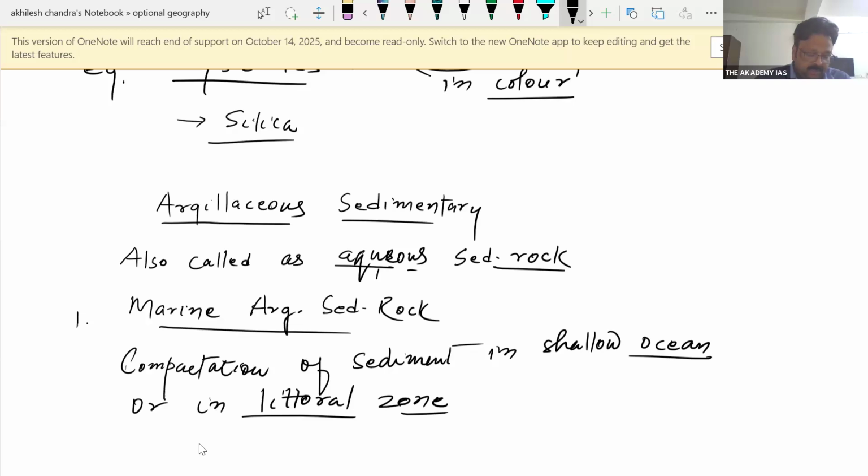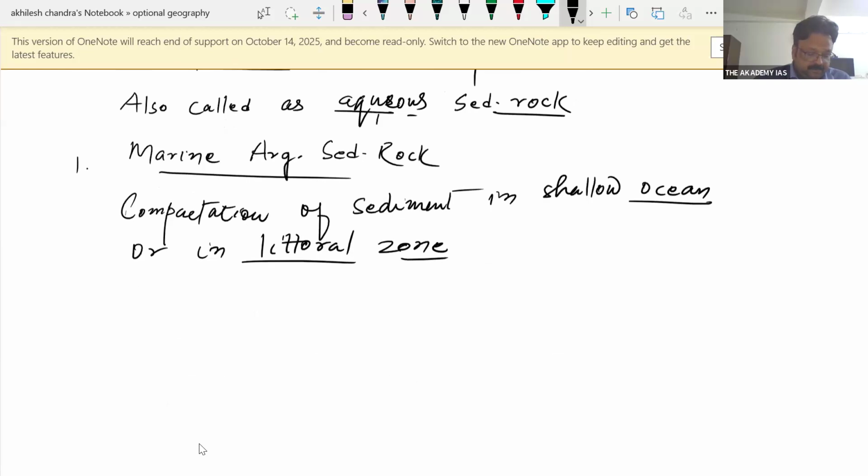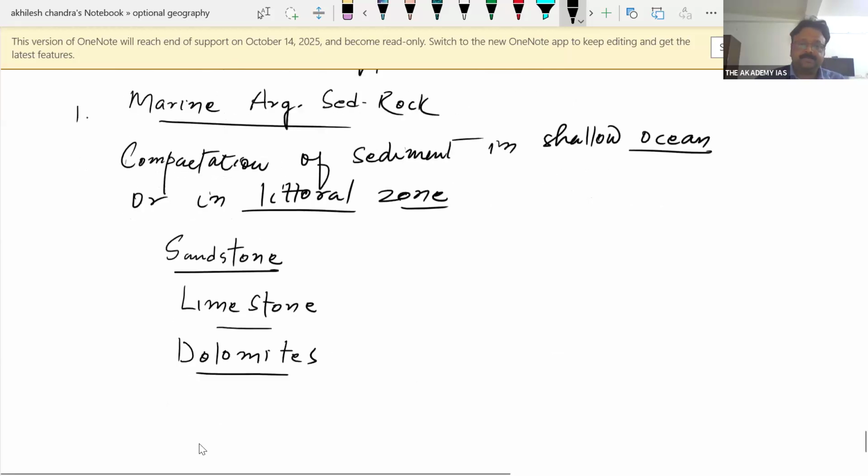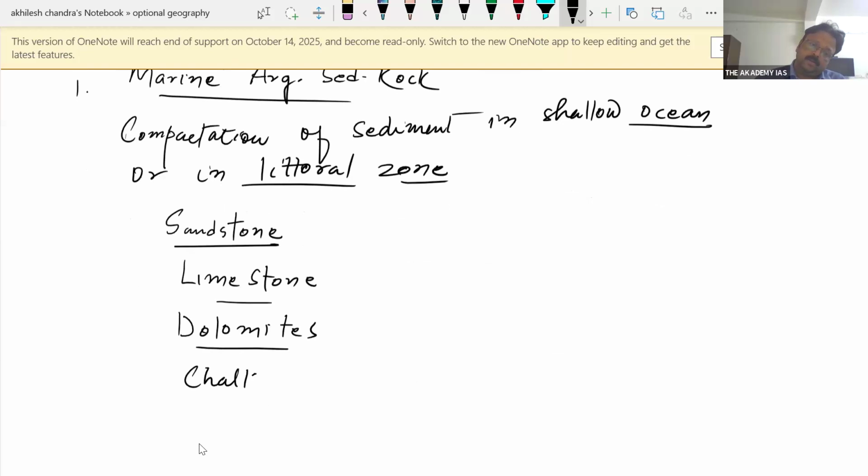Marine argillaceous sedimentary rock, and there are many examples. It may be sandstone, which can also be mechanically formed. It can be limestone, biochemically formed. Limestone, dolomites. There may be chalk, geyserite; the siliceous sedimentary rocks, children, most of them are marine in origin. Okay.